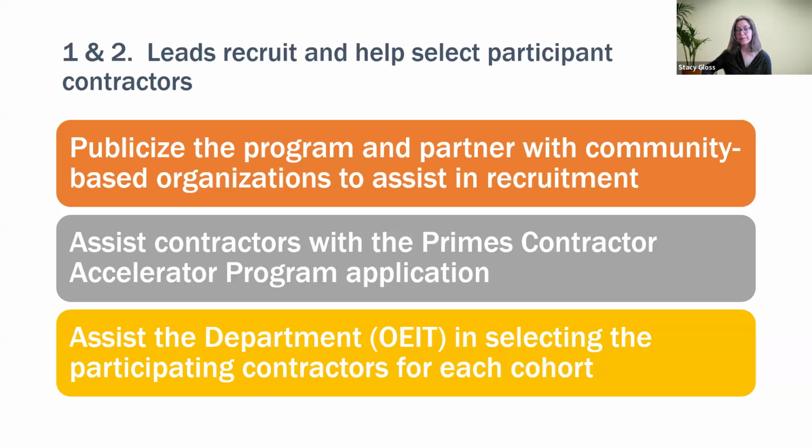The first 2 program elements describe how Primes program leads will publicize the program. The leads will recruit a cohort of 3 to 5 applicants every 18 months. This work may include contracting with community-based organizations that have experience working with equity investment eligible communities in order to provide recruitment services. When potential participants are identified, the Primes program lead will help the applicants in applying to participate in the Primes Accelerator program.